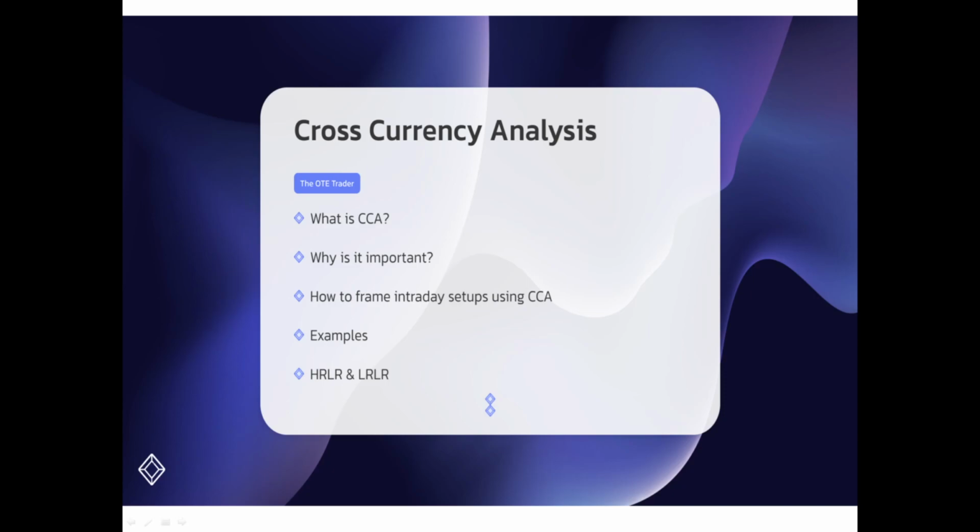How can we frame intraday setups using this cross-currency analysis? Also very important to know because you want to be in the one that moves the cleanest, right? And with the most force. So we'll show some examples later. So yeah, let's go to the next slide.